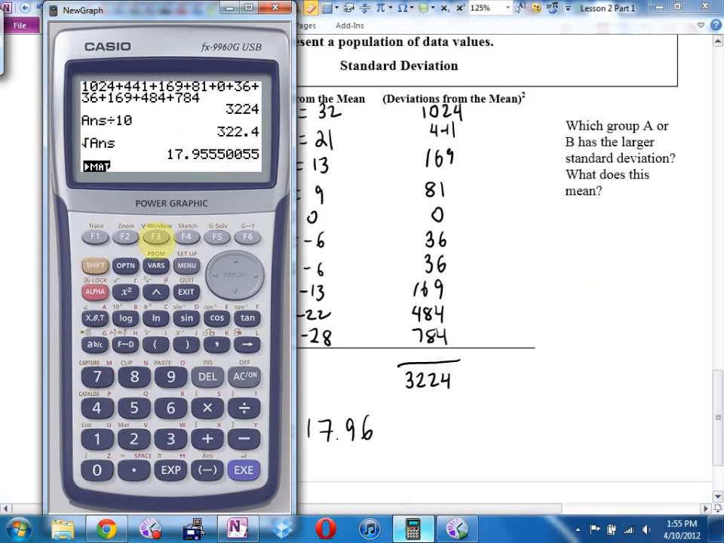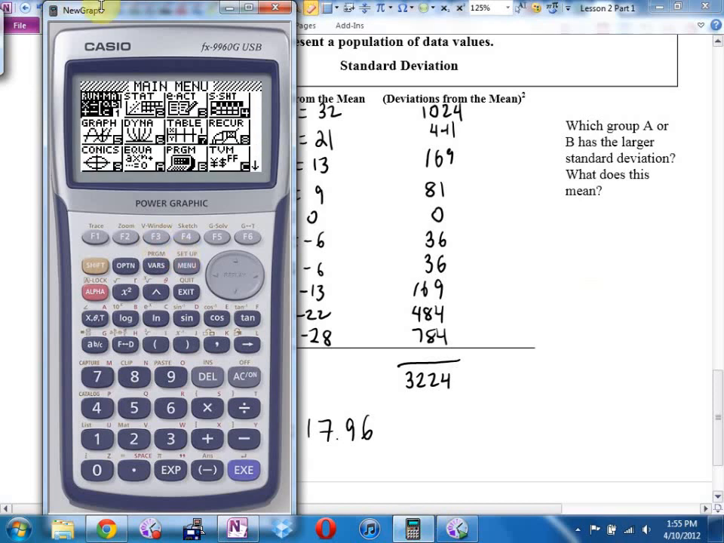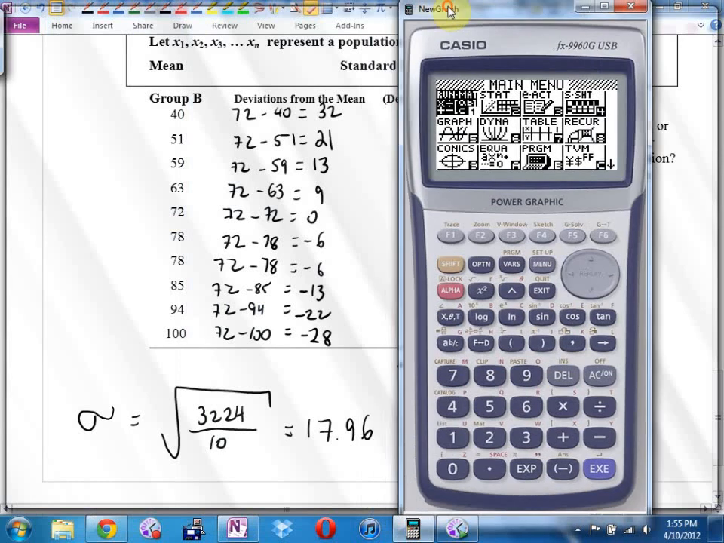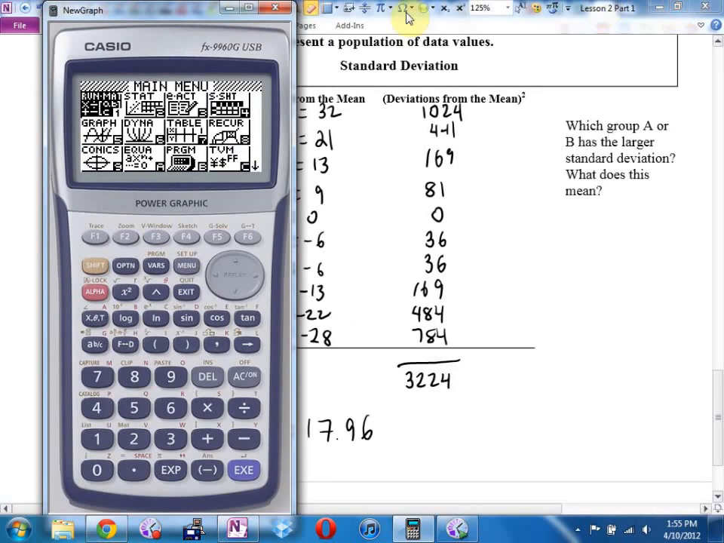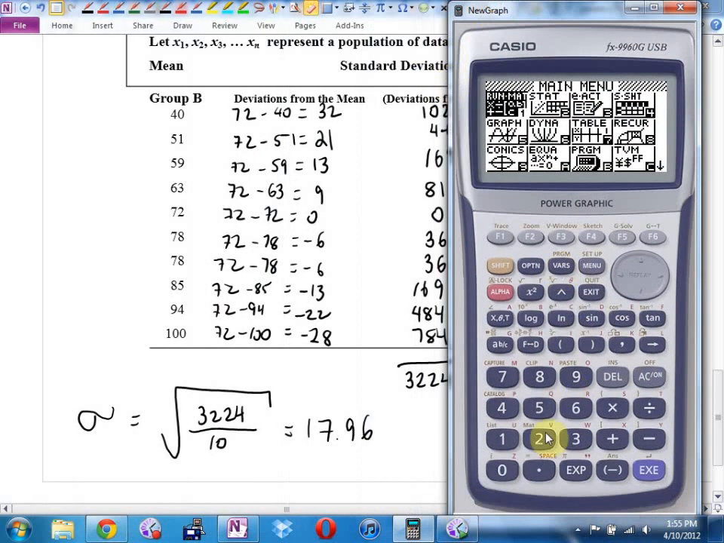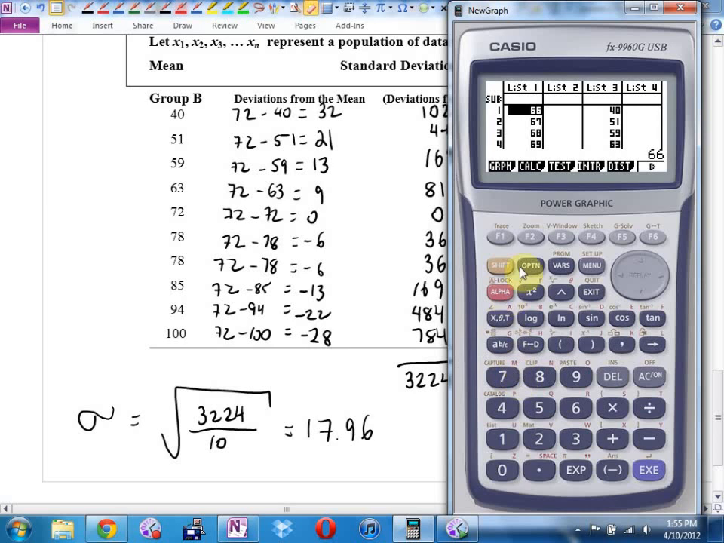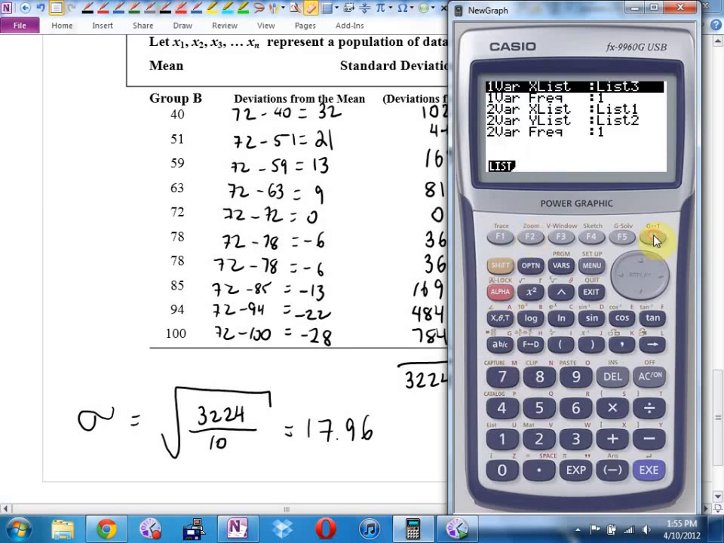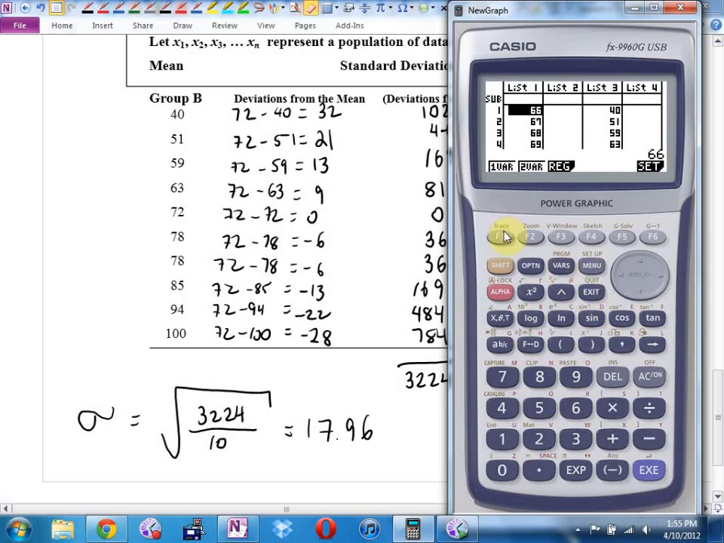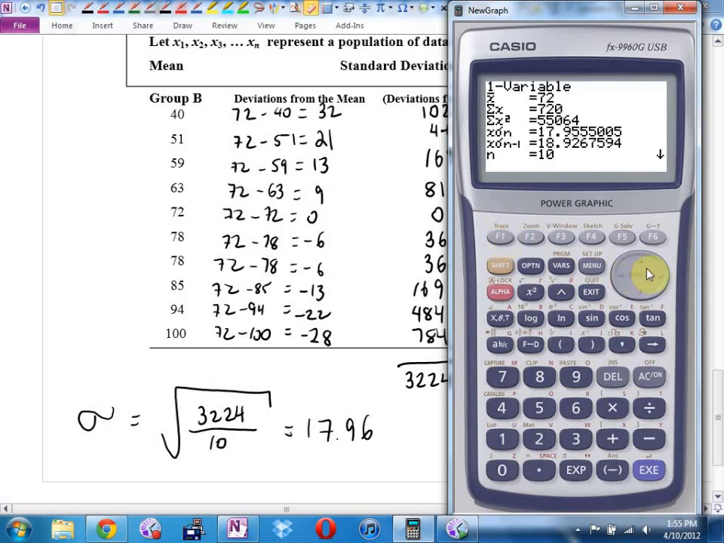Hey, let's go back to our menu. Let's go back to stat. Let's go back to calc. Let's all set so that we are list 3. Frequency of 1, so make sure we're all at the same place. You there okay, Joe? Let's exit back to here. Hit one variable. Is there a 17.95555 that appears anywhere here?